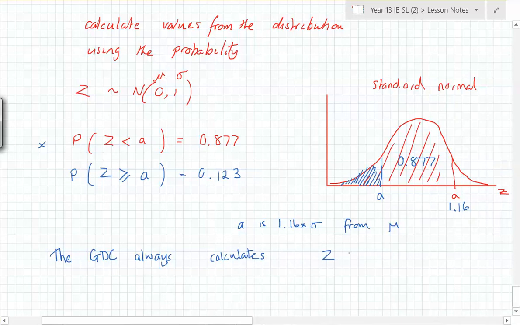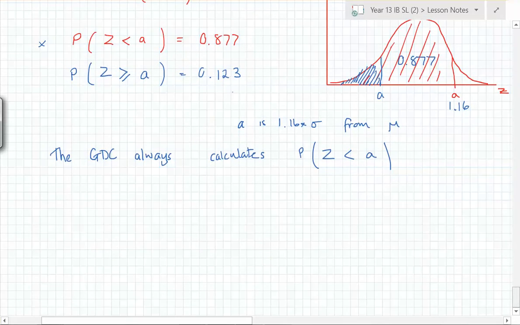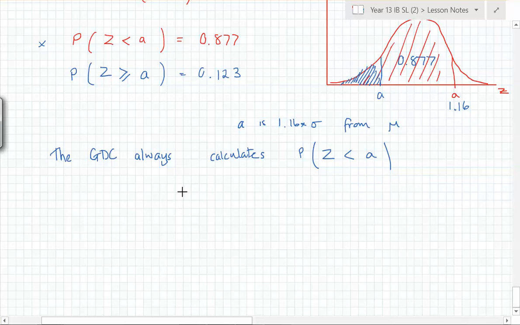So Z less than A. That's what it calculates. Right? So if you wanted to do a more than A, what do you have to do? Subtract it from 1. Yeah, exactly.